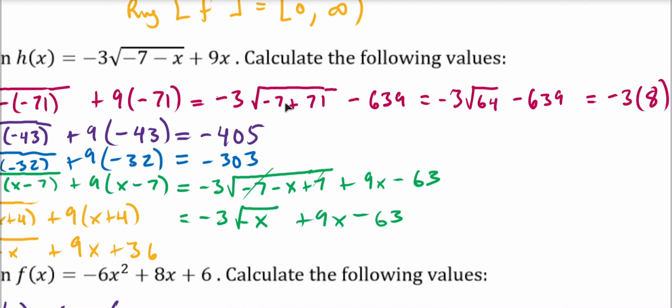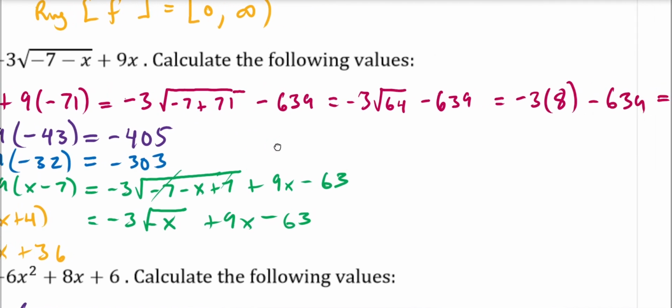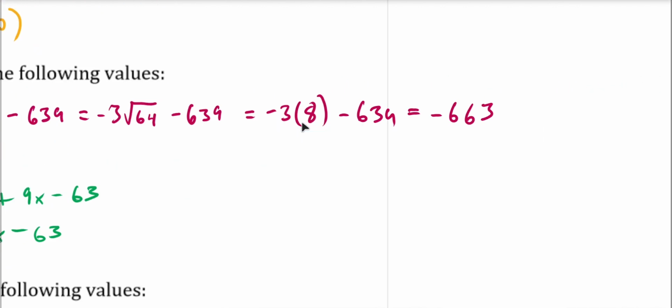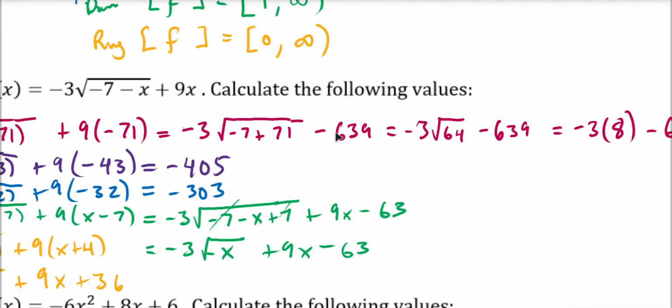Now, we could do this by hand. We could evaluate it on a calculator. I'll do one of them by hand, and the rest I did on a calculator. So we would have to add 71 because we're subtracting a negative. This would give us 64, whose square root is 8. Multiplying that by -3 would give us -24, and adding that to -639 gives -663. Our -639 just came from 9 times -71 here.